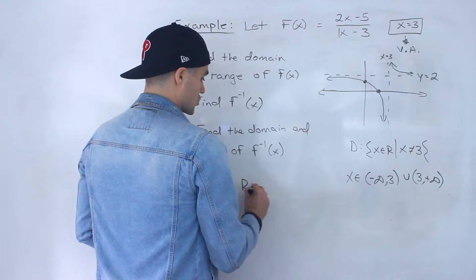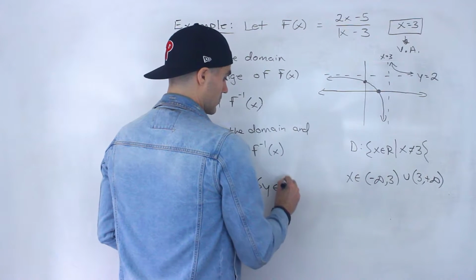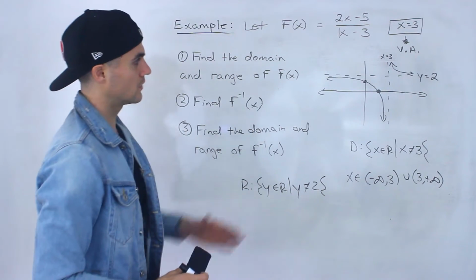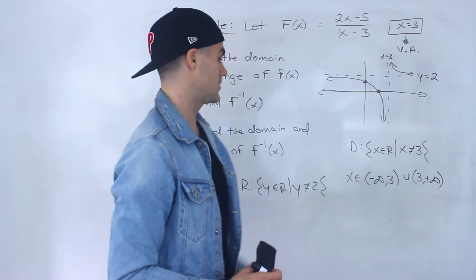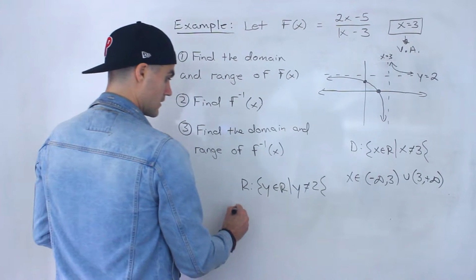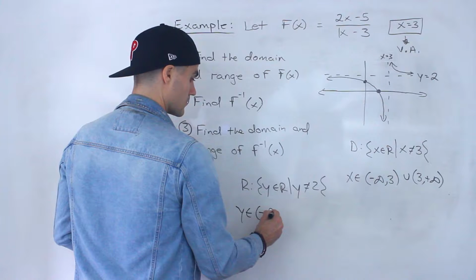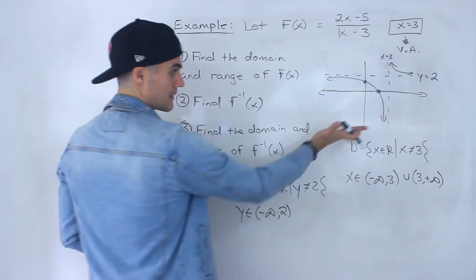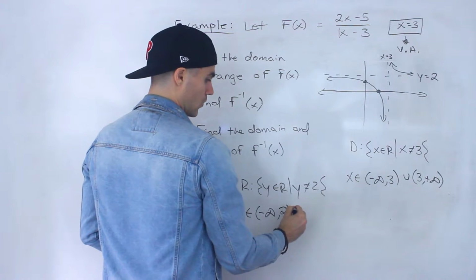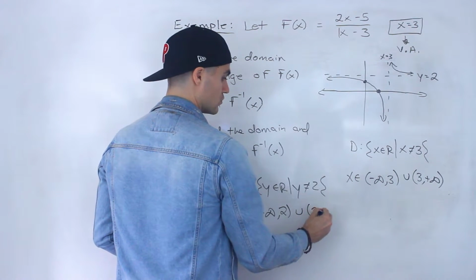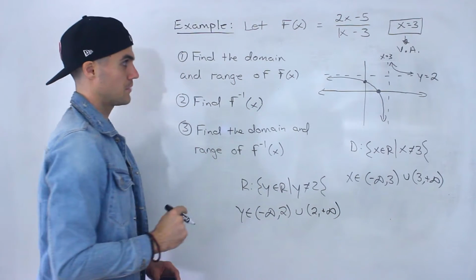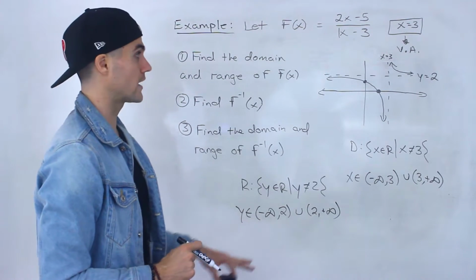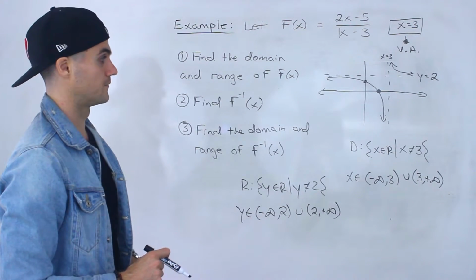And then the range would be what? Y can be anything, but y cannot equal 2. Right? That's where the horizontal asymptote is going to be. And then another way to show this is y can be anything from -infinity to 2, or from 2 to positive infinity. Right? So that is the range of this function here.